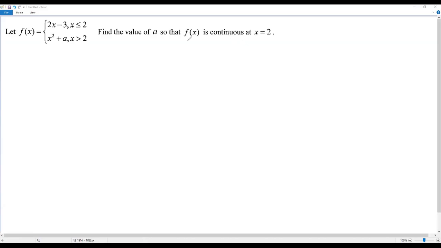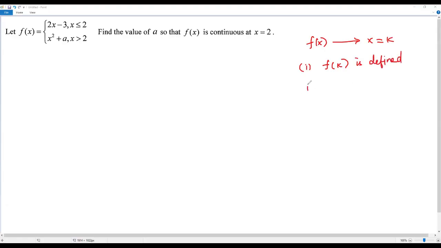Before I start solving this problem, let me list the conditions a function has to satisfy when it is continuous at a particular value. Let's say that a function f(x) is continuous at x equals k. Then it has to satisfy three conditions. The first condition is that when I plug in this value k for x, f(k) has to be defined.